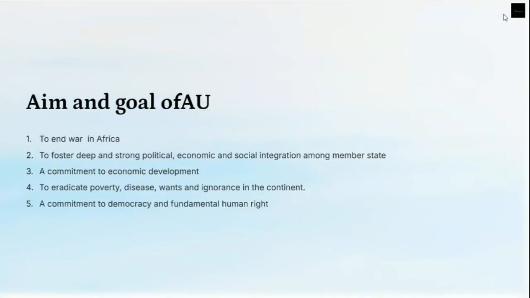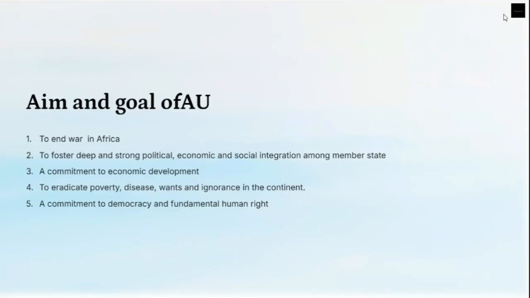And what are the aims and goals of the AU? What do they aim to achieve? One of their aims is to end war in Africa. If you look at European countries, you see different crises, this one fighting that one. But in Africa, you hardly hear of one country fighting another. They don't want African countries fighting each other.